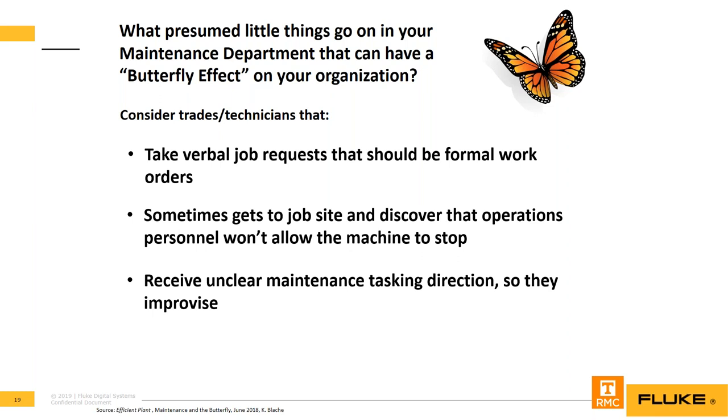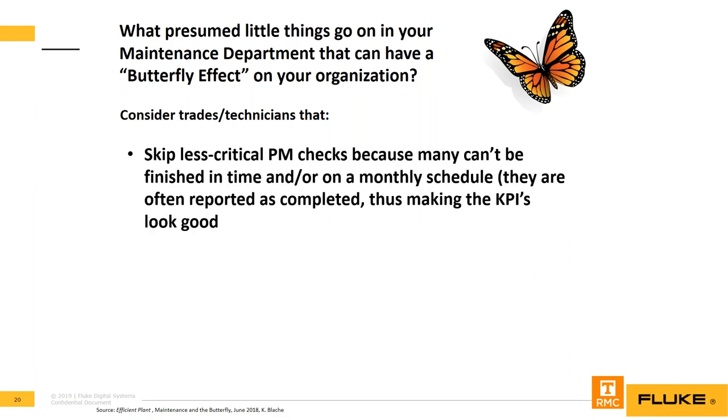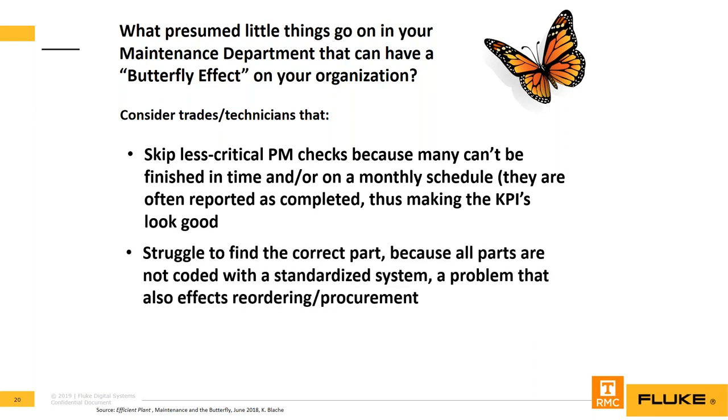But unfortunately, I see that in a lot of places. It isn't always that extreme. But rather than speaking up, people do what they've got to do to survive. They improvise. They see most jobs prioritized as safety, you know, per those things we talked about earlier. They want it high priority just to get to the top of the list. You skip less critical PM checks because they can't be finished on time. And, oh, by the way, they're coming up in another couple of weeks, so we'll just do them then. But it makes the KPIs look good.